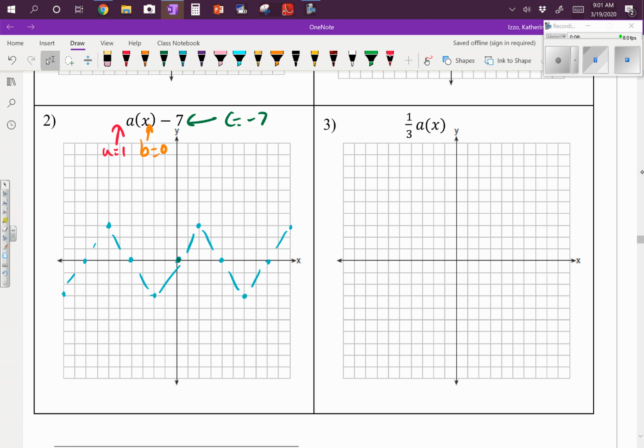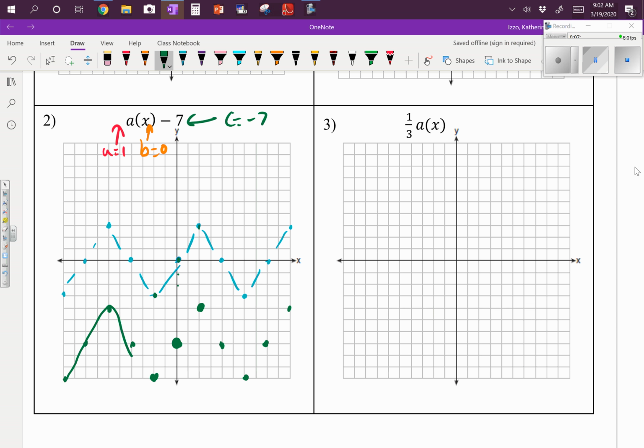Okay, so we're going to move all the points down 7. So if we start with this guy, move it down 1, 2, 3, 4, 5, 6, 7, turns into that one. They just follow the same pattern as before. So this guy, when we move down 7, should be right there. And this one should be right here. And we're just moving everything down 7. Yep, that's all we have to do.